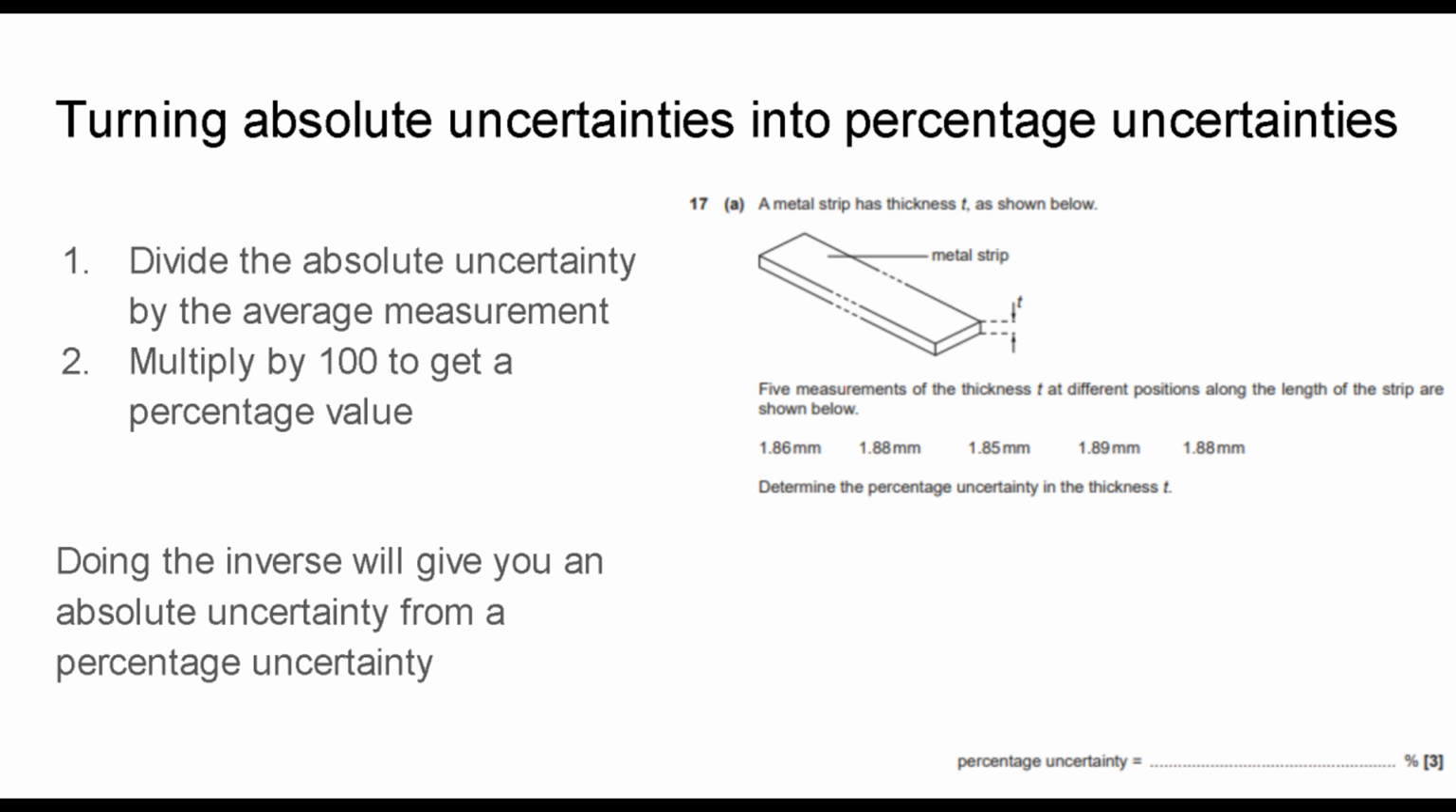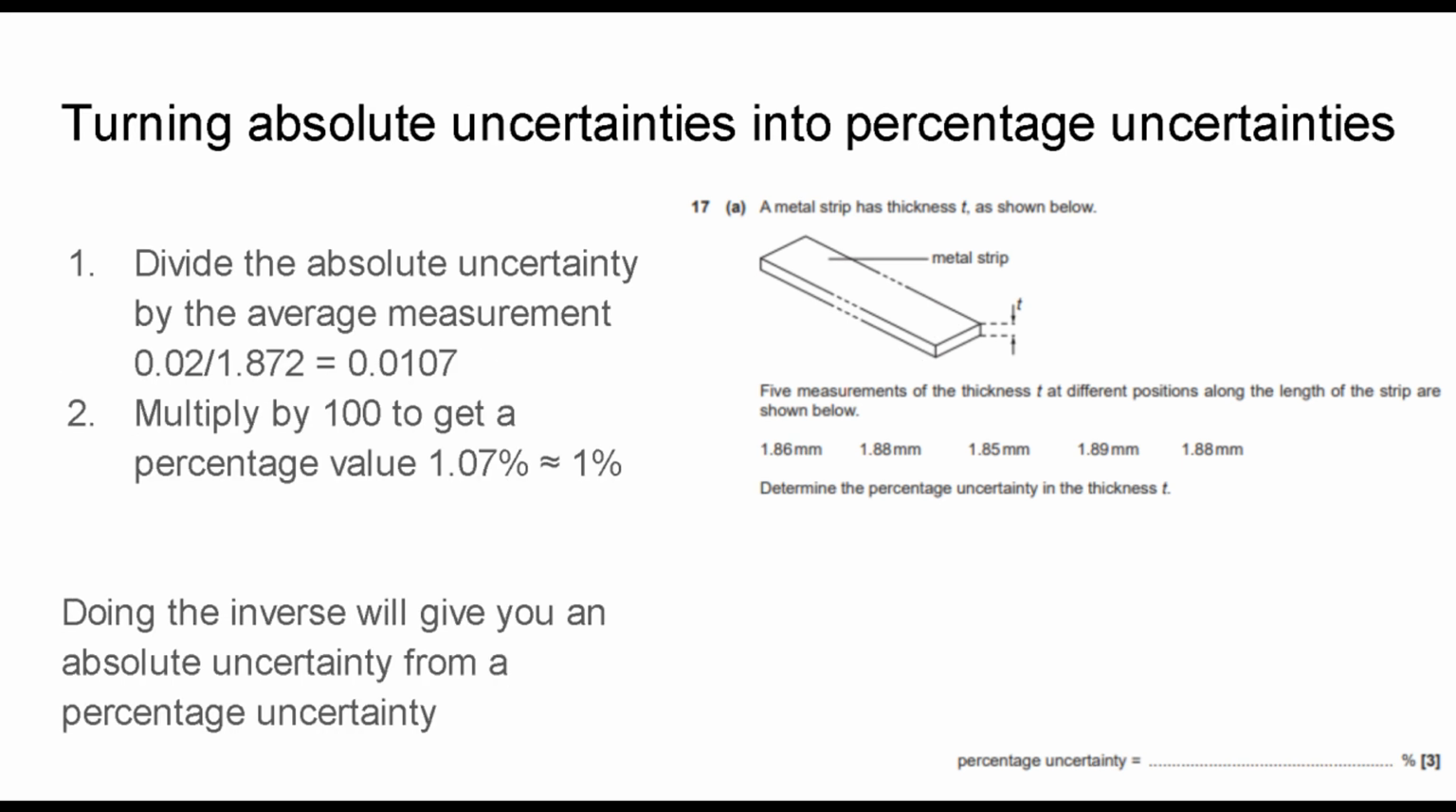In order to do that, we divide the absolute uncertainty by the average measurement that we calculated earlier, and multiply that by 100 in order to get a percentage value. In order to get an absolute uncertainty from a percentage uncertainty, we would have to do the same steps but in reverse. So we'd divide the value by 100 and we would times it by the average measurement.